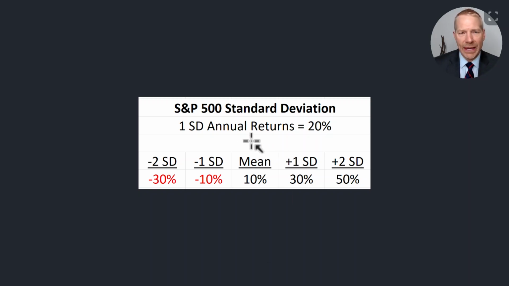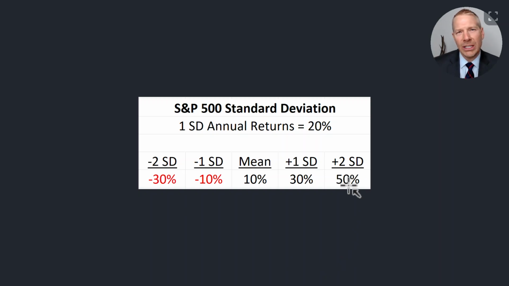Let's say that we have a mean expected return in the future of 10% for the S&P 500. If we go one standard deviation down, our total return would be -10%. If we go 2 standard deviations down, we're now at -30%. If we go +1 standard deviation, we're at +30, and +2 would be +50. So our range of returns on the S&P 500, 95% of the time, is going to be between -30 and +50. That would be our expectation.